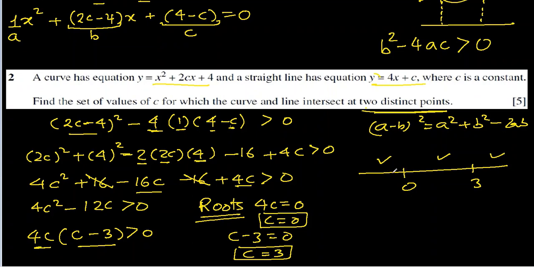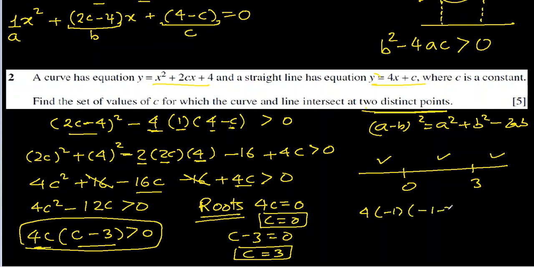Say minus 1. Put that minus 1 into this inequality we are trying to solve. So if I do it, look, 4 times minus 1, minus 3. If I solve this, it becomes minus 4 times minus 4, which is positive 16. Is it greater than 0? Yes. This is our answer.